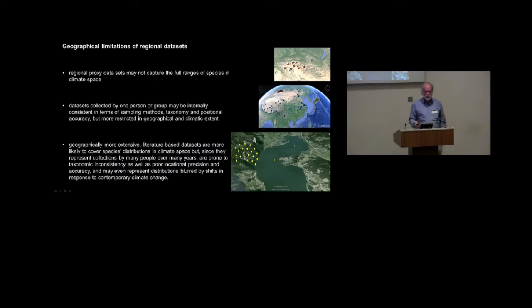So here are the limitations of these regional databases. Regional proxy data sets may not capture the full ranges of the species that we're interested in climate space. Data sets collected by one person or group may be internally consistent in terms of sampling methods, taxonomy, positional accuracy, and so on, but they're more restricted in terms of geographical and climatic extent. And then the geographically more extensive databases, the literature-based ones, are more likely to cover species distributions, but they represent collections by many people over many years, so they're prone to taxonomic inconsistency, as well as poor locational precision and accuracy.